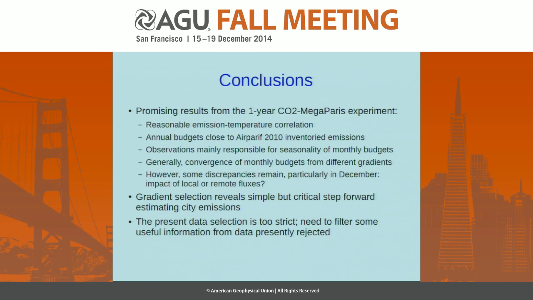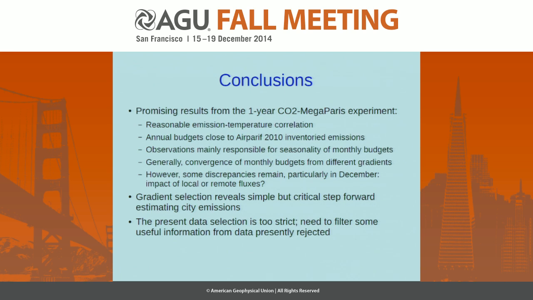With the flat prior experiments, I showed that the observations are mainly responsible for the seasonality of the monthly budgets, which means that they are responsible for the difference between the different months. I also showed you that the monthly budgets converge from the different subsets, when I selected according to different wind directions and different gradients. There are some remaining discrepancies, particularly in December, which might be attributed to local or remote fluxes that we are not properly controlling in our inversion system.